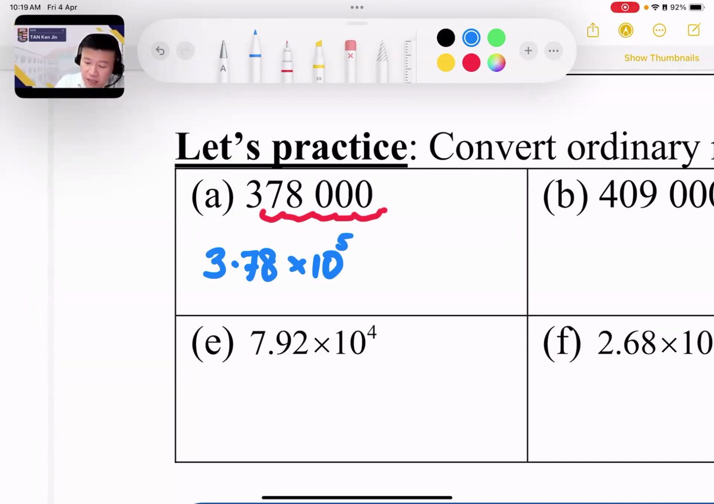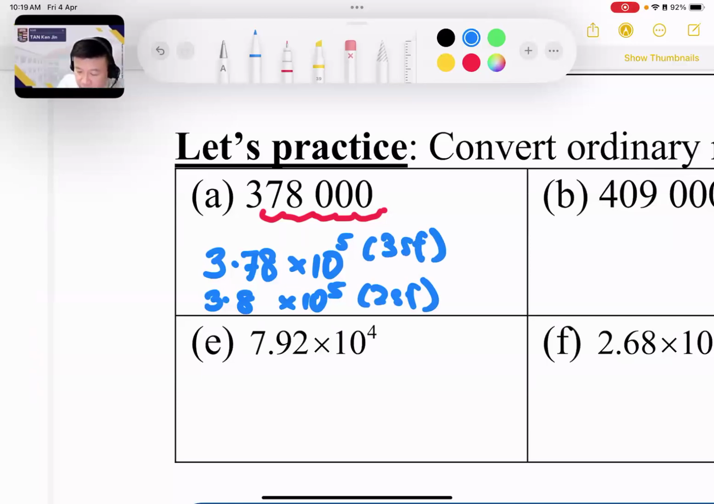Now note, if the question says to leave it in two significant figures, then it would be 3.8 times 10 to the power of 5. So this is 2SF and this is 3SF, okay, or exact.